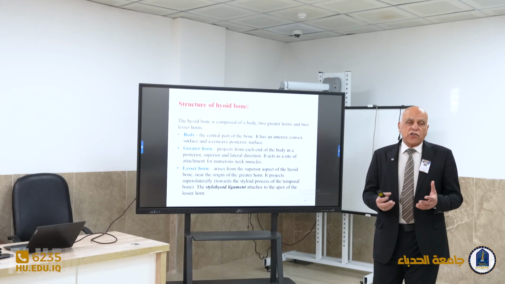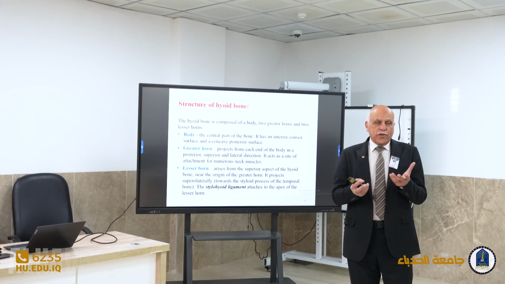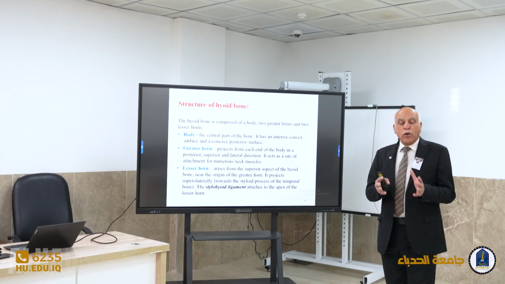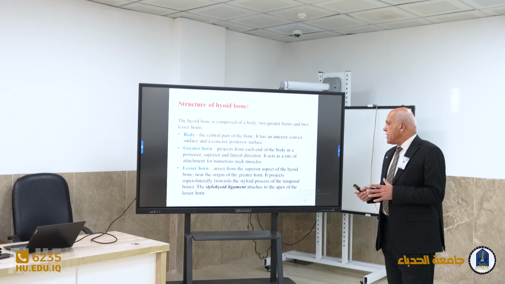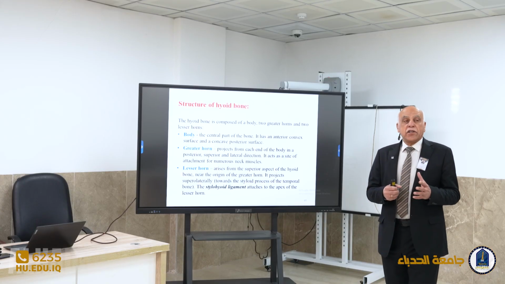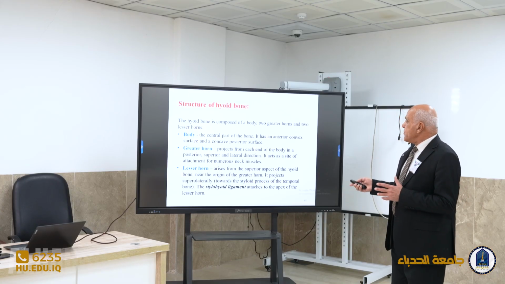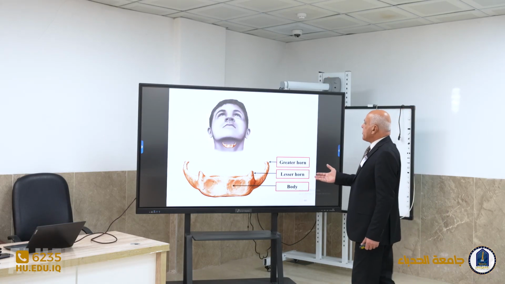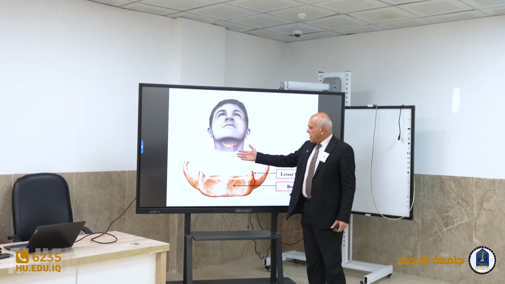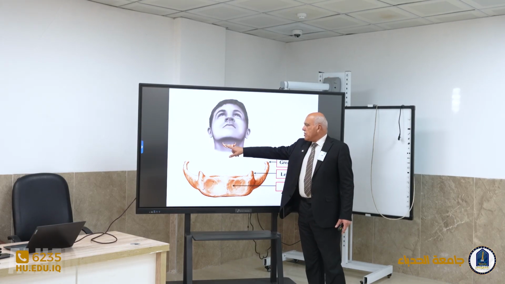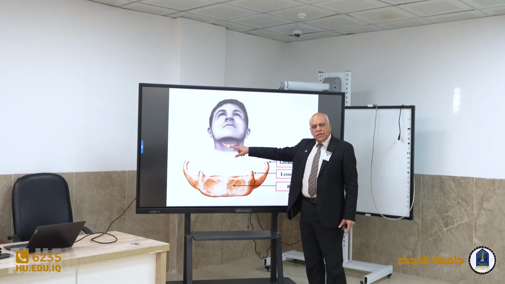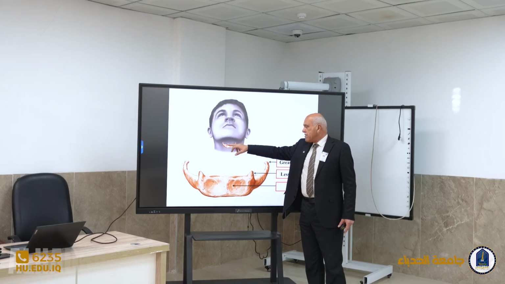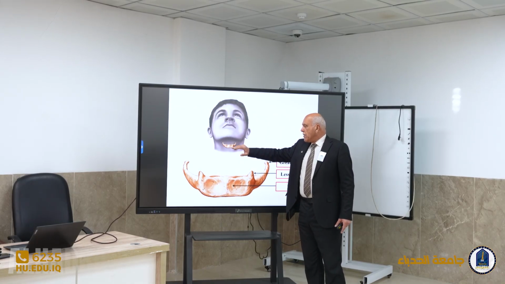Now we talk about the structure of the hyoid bone. This hyoid bone is composed of many parts. These parts include, number one, the body of the hyoid bone, second, the greater horn, and third, the lesser horn. You see this picture, this is the hyoid bone. And of course, as we said previously, it is present in the anterior aspect of the neck at the level of the third cervical vertebra. Here is the third cervical vertebra. At this level, the hyoid bone is present.